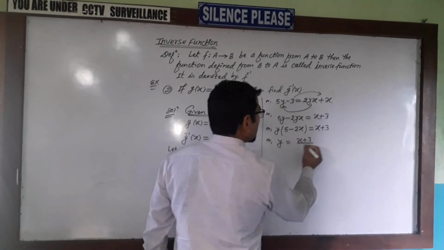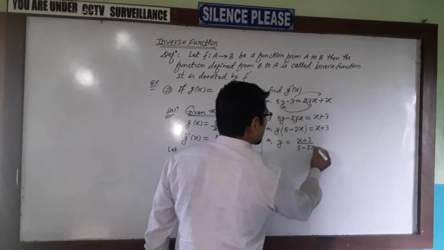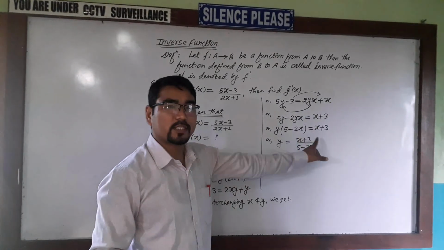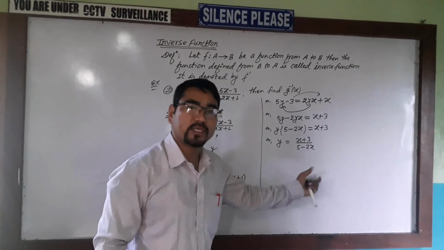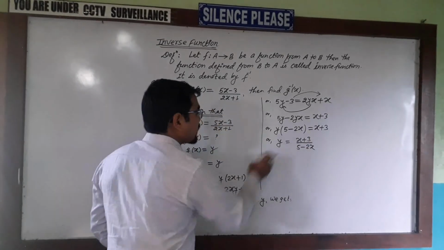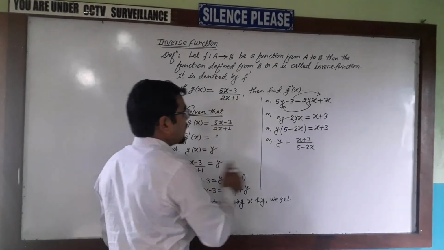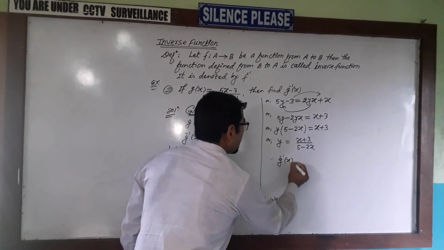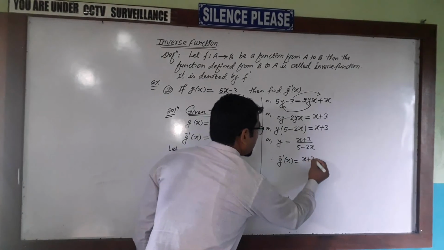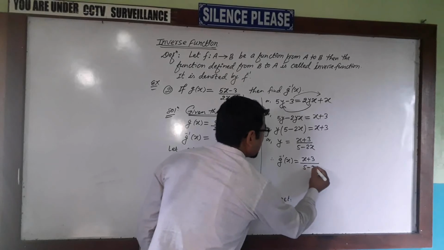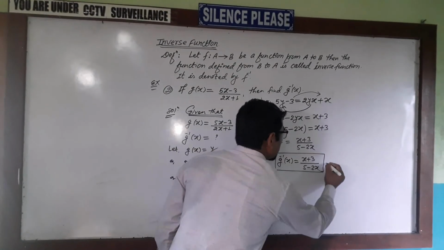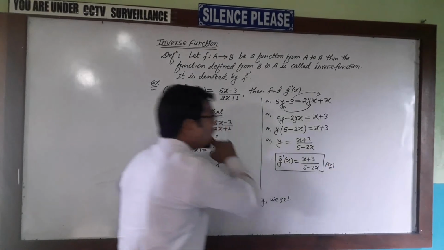This goes here in divide, 5 minus 2x. So finally we are getting the value of y. y is equal to x plus 3 divided by 5 minus 2x. Which is the required inverse function of this g(x)? Therefore we can write g inverse x is equal to x plus 3 upon 5 minus 2x. So this is our required answer, the inverse of this function g(x).